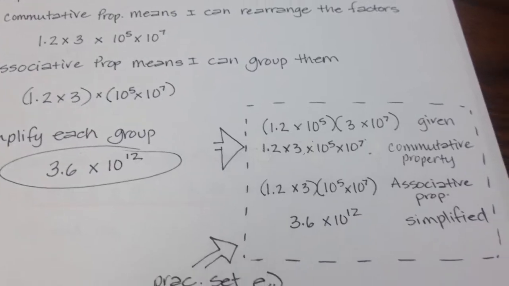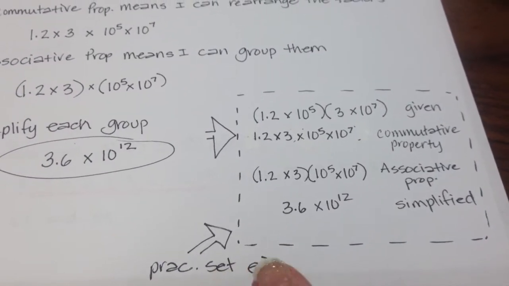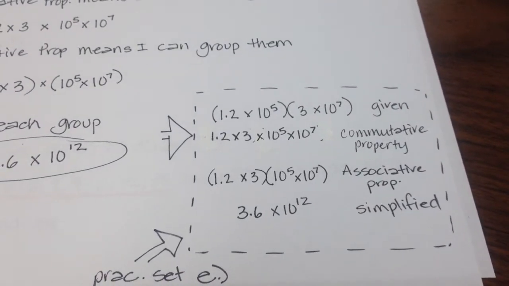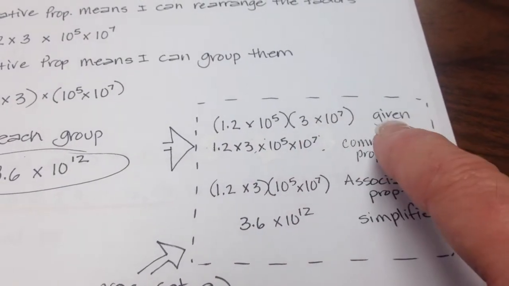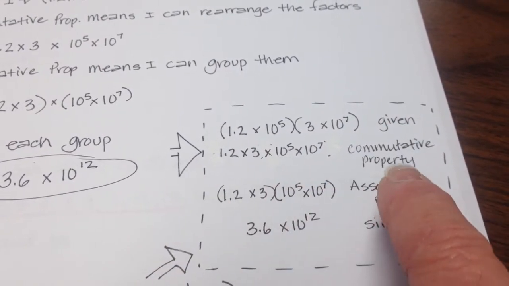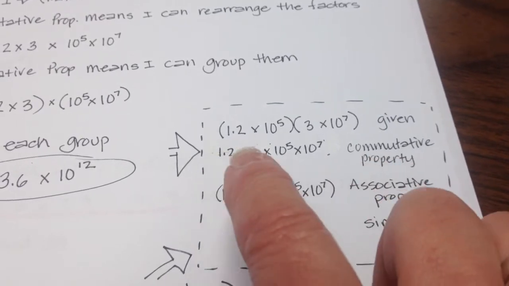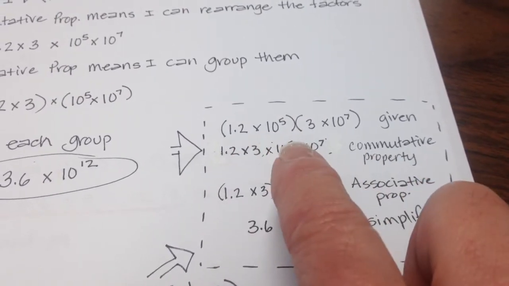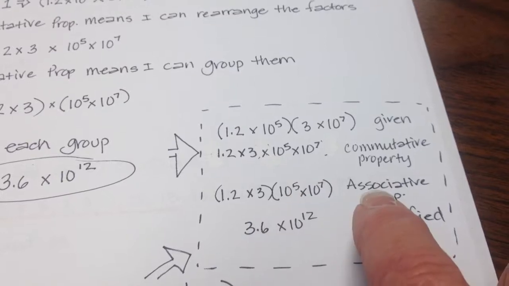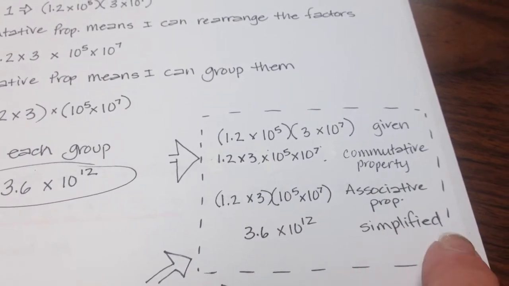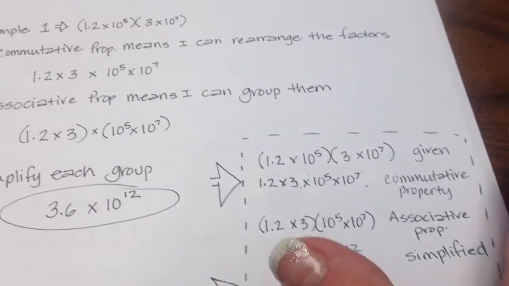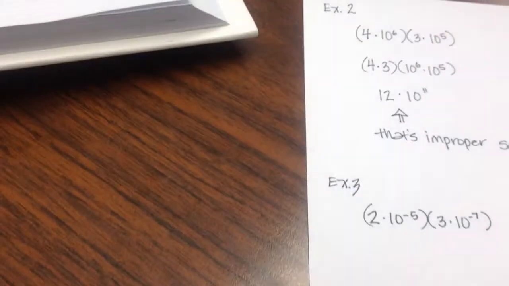This is the way example or practice set E is going to want you to tell them. So they're going to want you to write it out as it is in the book and write given. Then what did I do first? I did commutative property by just rearranging my factors. Then I grouped them. That's the associative property. And then I simplified it. And you just write simplified. Okay? Let's look at some more examples.